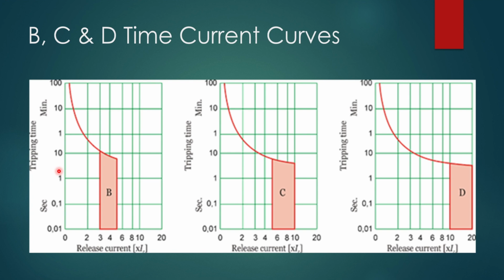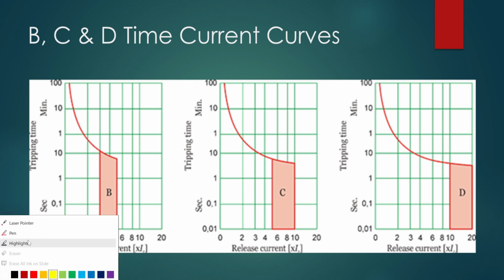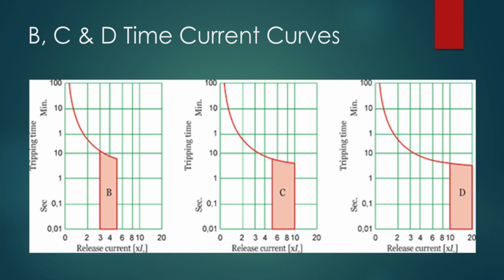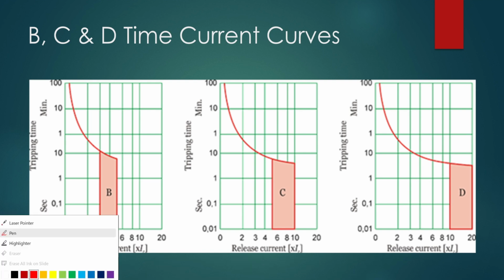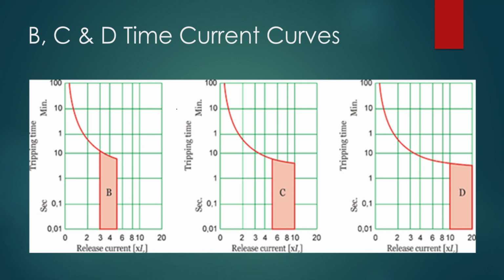Let's take an example where we selected a C-type circuit breaker, and this breaker is connected to an air conditioner, let's say. Let's select a darker color. So we selected a 20 ampere circuit breaker, C-type, and we want to know the tripping time or the characteristics of this breaker.